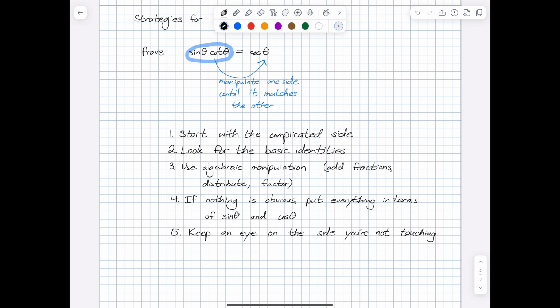Okay, those are our basic strategies. Once you have that info, we can actually do some example problems. And for the record, we're not always going to use these exact strategies in this exact order. They're just things that you look for, things that you keep in the back of your mind as you're working through these problems.